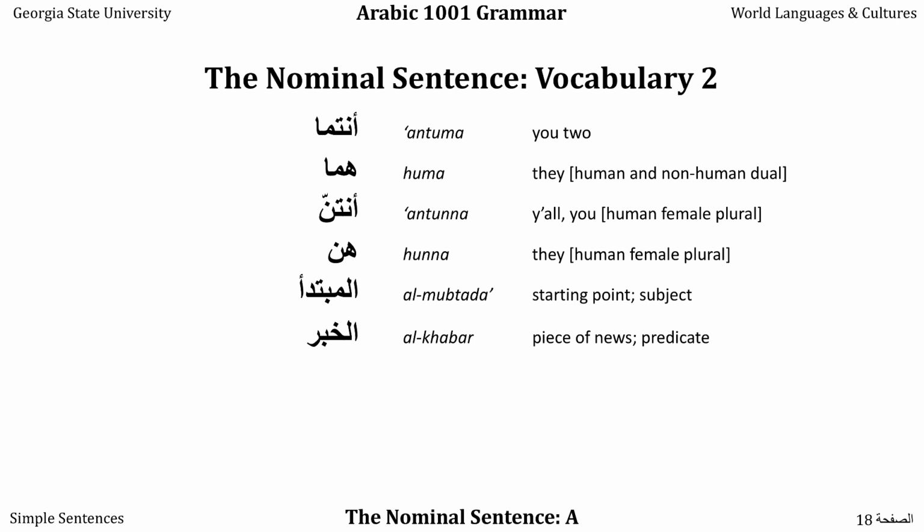And then the grammatical terms al-mubtada, the starting point or subject, and al-khabar, the piece of news or predicate. And now that you know the basics of the difference between subject and predicate and between sentence and phrase, we're going to start making things more complicated, but they will continue to adhere to this rule that when you go from definite to indefinite, you have a sentence, and that's where you put the is, am, or are.